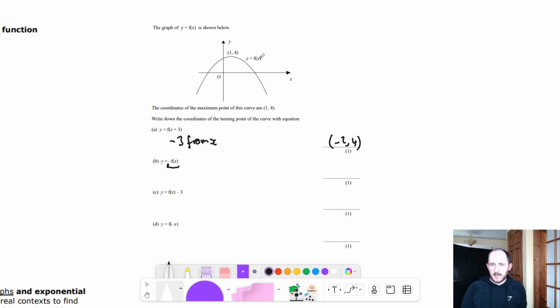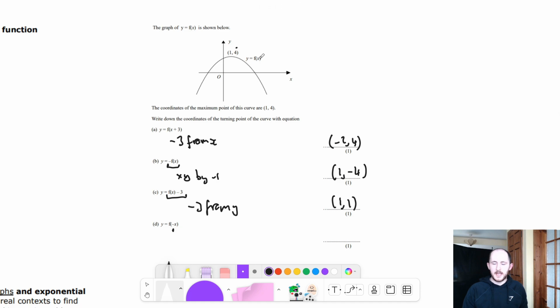For this one, it affects y because it's outside the bracket and it does exactly what it says. So in this case it's saying that you're going to times all the y values by -1. The y value here is 4, so instead it's going to be -4. Again, it's outside the bracket, so it affects y, but in this case it's going to subtract 3 from y. It does exactly what it says. So that's going to be 1, 1, so it's just sliding down.